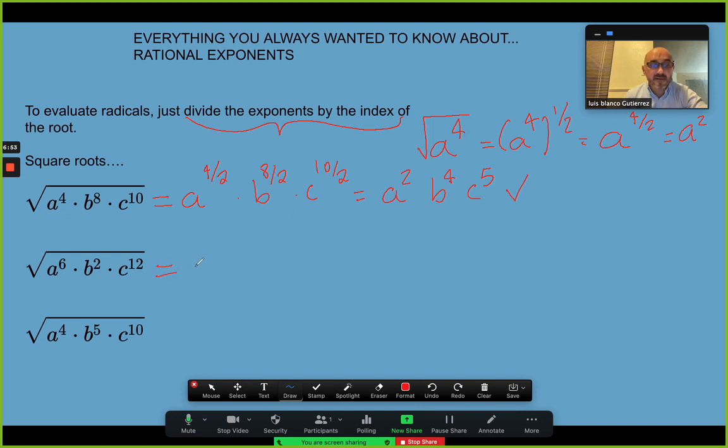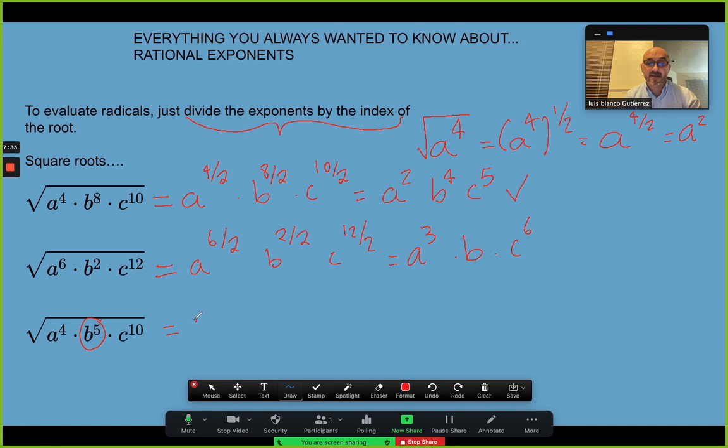Next question is going to be a to the power of 6 over 2 times b to the power of 2 over 2 times c to the power of 12 over 2. And this is going to be a to the power of 3 times b. 2 over 2 is 1, so I don't need to write anything, times c to the power of 6. Something is going to be different if the numbers that I get when I do the fractions are not whole numbers. So something is going to be different with this one, b to the power of 5.